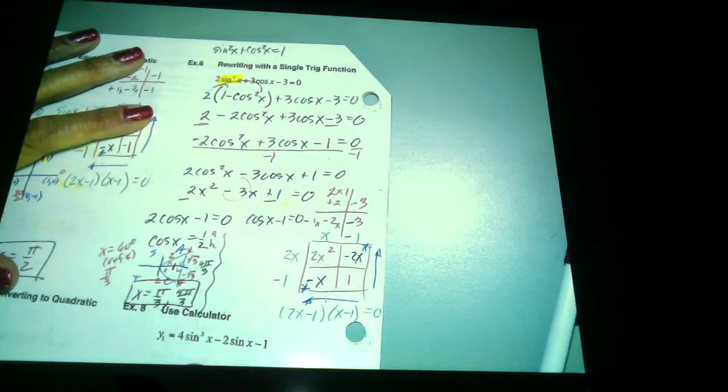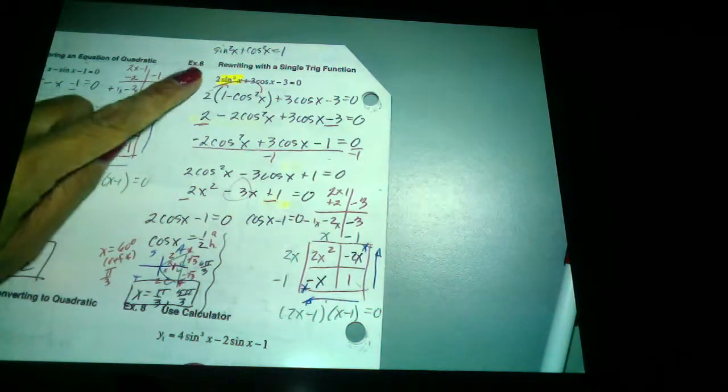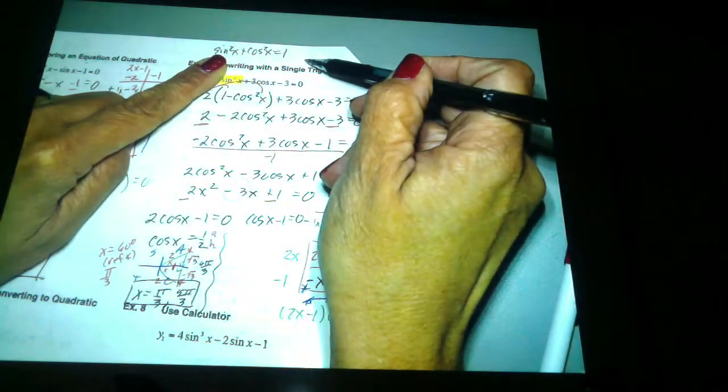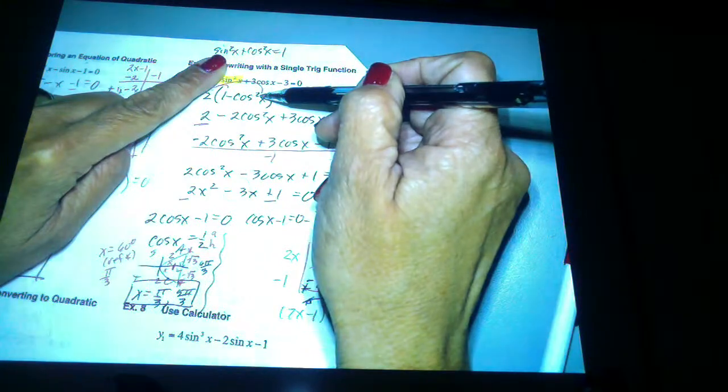So I replace that sine squared with this Pythagorean identity. How do I go from here to here? Because your normal Pythagorean identity is sine squared x plus cosine squared x equals 1, right? And if I want to replace sine squared, here's sine squared, I have to get rid of the cosine squared by subtracting it over here, so I get 1 minus cosine squared. Does that make sense? That's what I got now.